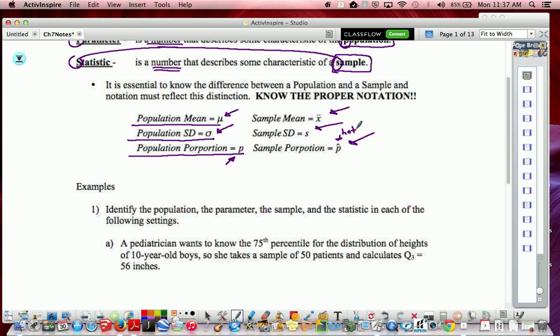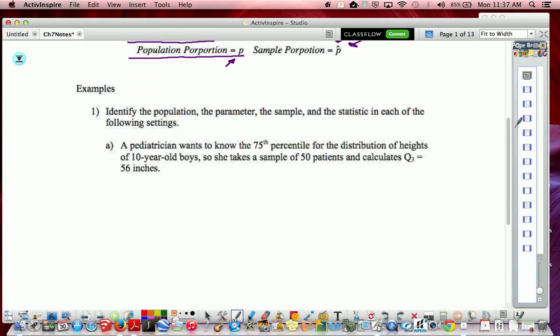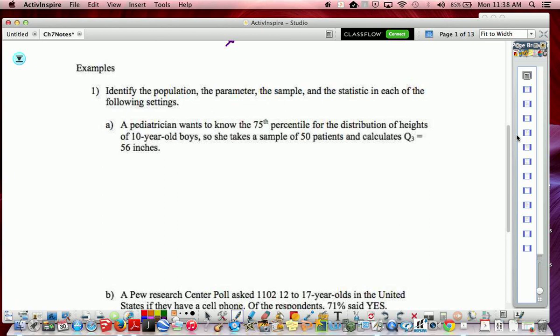So probably the most important thing in the beginning of chapter 7 that you need to be able to do is to be given a situation and be able to understand and identify what's your population, what's the parameter, what are you measuring, what's the sample, what's the statistic. So to show you some examples to start, and then your CFU actually has some more practice for you, we have a couple examples. So we're going to identify these 4 things: population, parameter, sample, statistic, in each of the following settings.